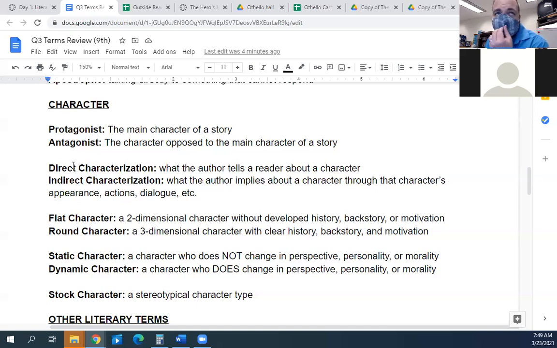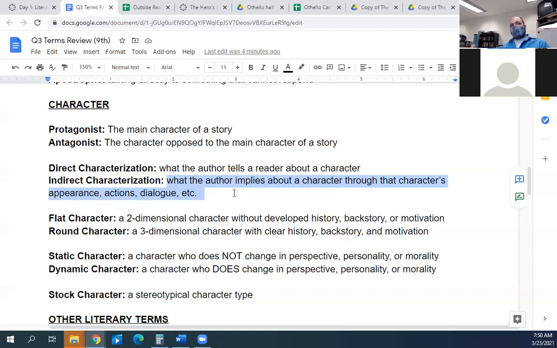Then we have direct and indirect characterization. Remember, the author will tell you things about a character, straight up tell you in their narration, or another character will tell you things about a character, and you don't have to think about them. You don't have to do any deducting. You don't have to do any detective work. That's direct characterization. Indirect characterization is what the author implies about a character through the character's appearance, actions, dialogue, etc. You have to do the detective work. You have to decide for yourself.